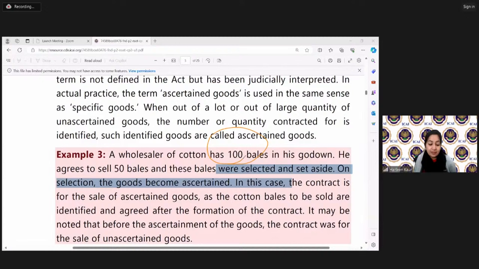Excellent. It is a certain good. Somebody is writing it is an existing good. So existing, yes, very good. But under existing goods, it falls under the category of unascertained goods, because she is writing fixed goods. Not fixed goods, beta, unascertained goods.